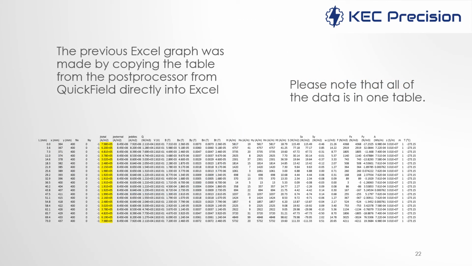The previous Excel graph was made by copying the table from the post processor from QuickField directly into Excel. Please note that all of the data is in one table and you've got to pick out what you're looking for. The positions, the joule heating, the amps, the watts per meter, the Siemens, all these things are in here. And the temperature doesn't mean anything because we're not calculating temperature in this.